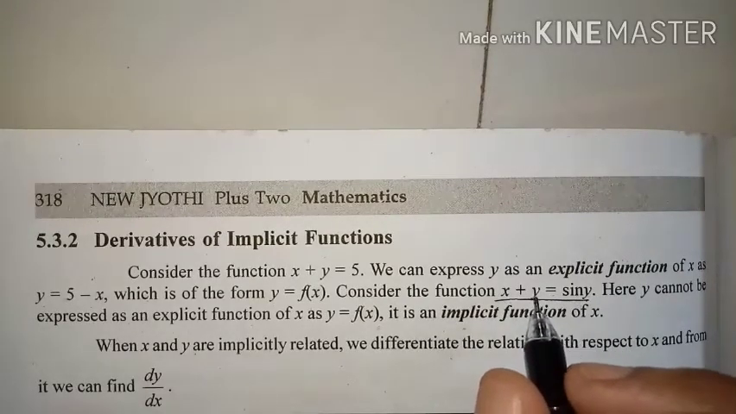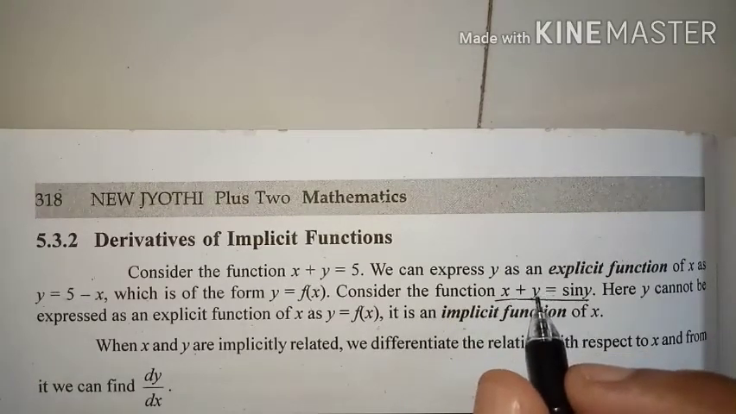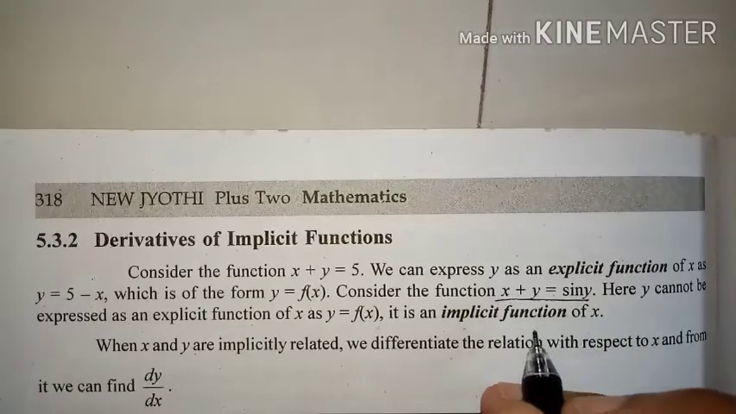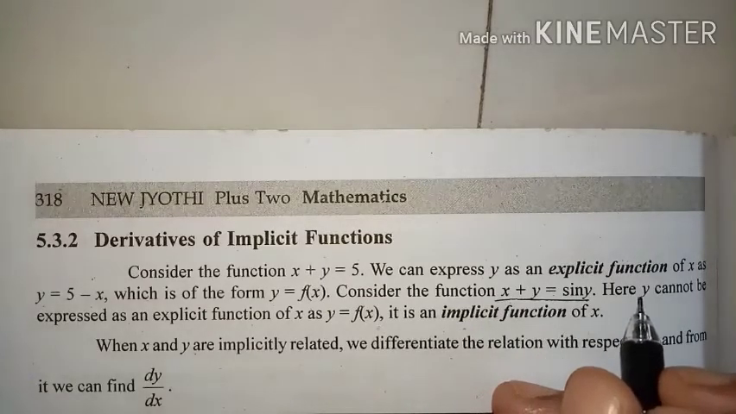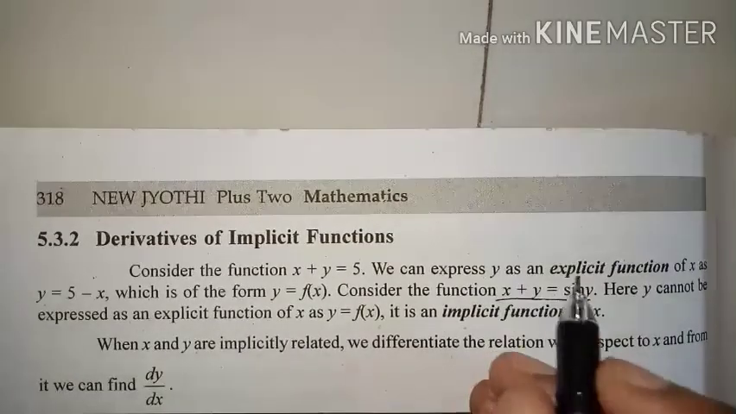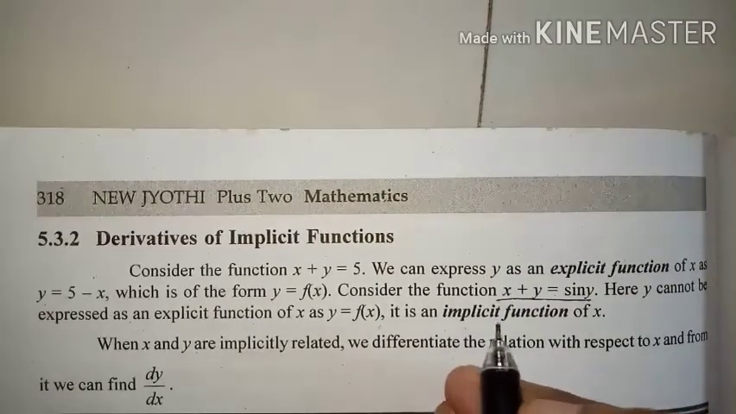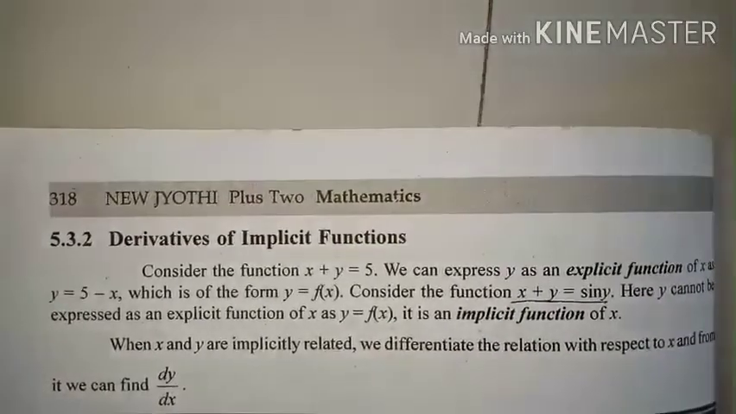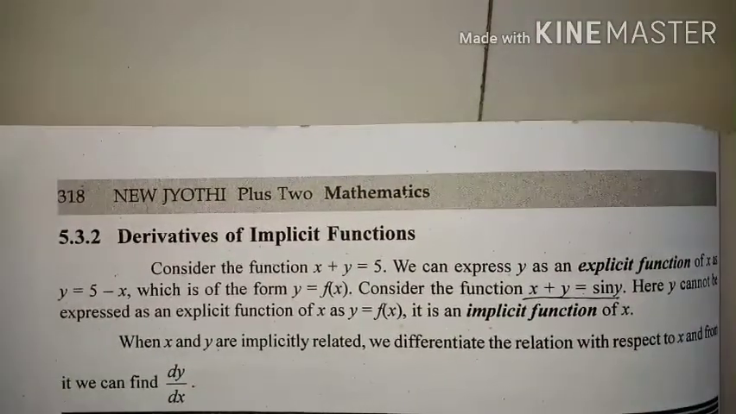Okay, so here I am not able to write x exclusively in terms of y or y exclusively in terms of x. So such a function is called an implicit function of x. That means y here cannot be expressed as an explicit function of x. Even though x can be written, y cannot be written as explicit. So it should be both ways. So such a function is called an implicit function of x. Okay, so we are going to learn how to find derivatives of implicit functions.